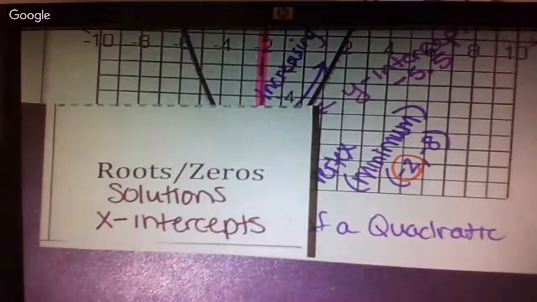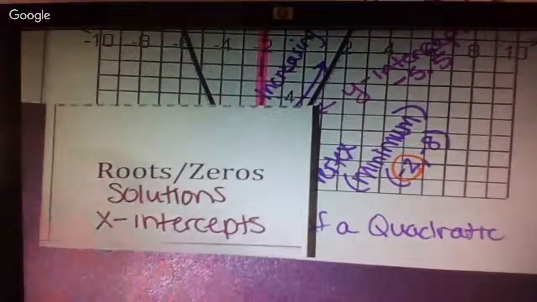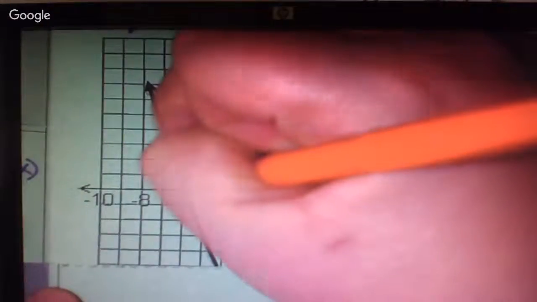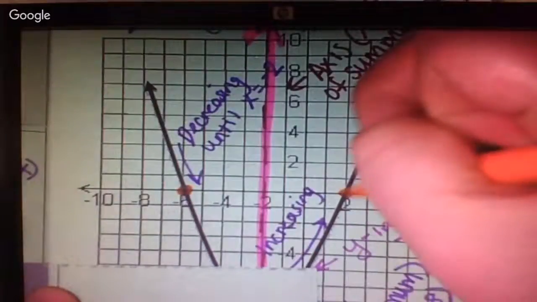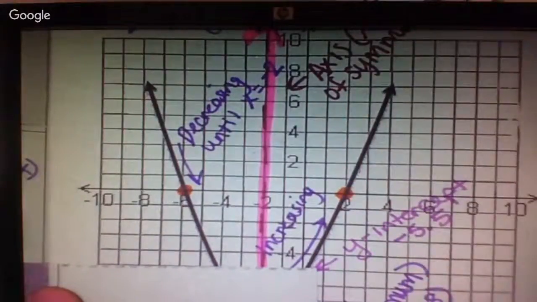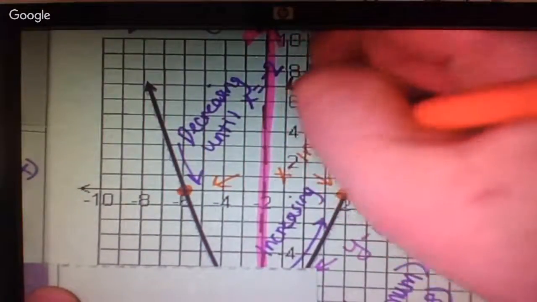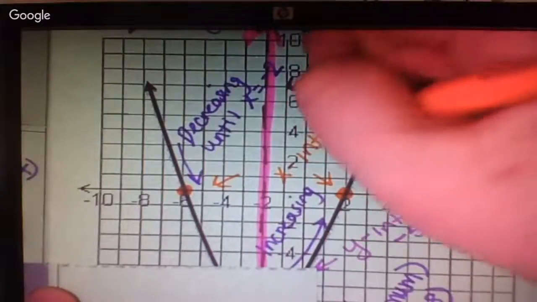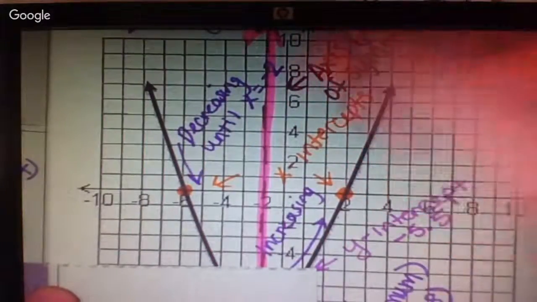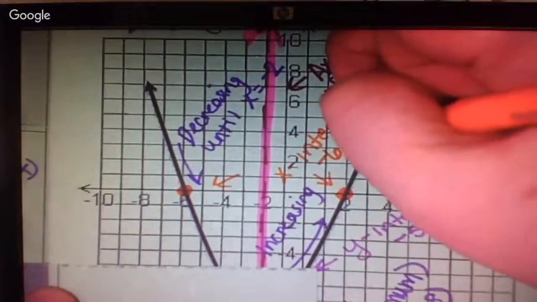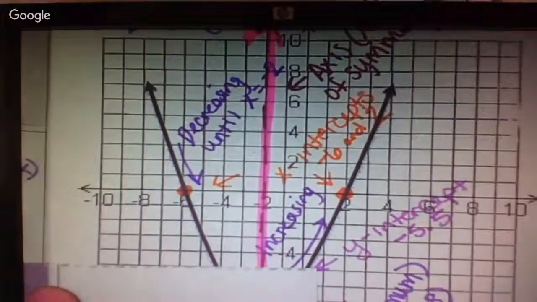So the solution for that will be -6 and +2. How do you know that? So you find your x-axis and find where your graph crosses it. It does that here, and it does that here. So these are your x-intercepts. So that's -6 and +2.